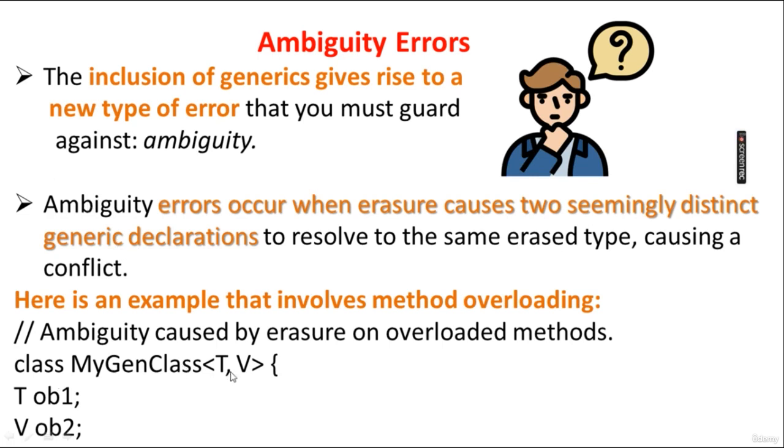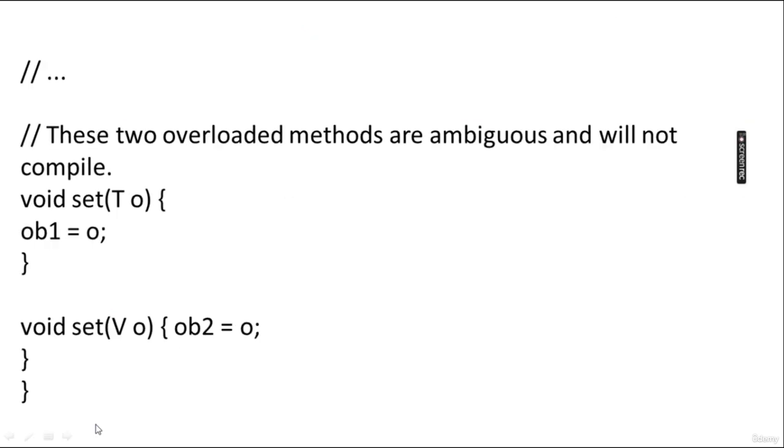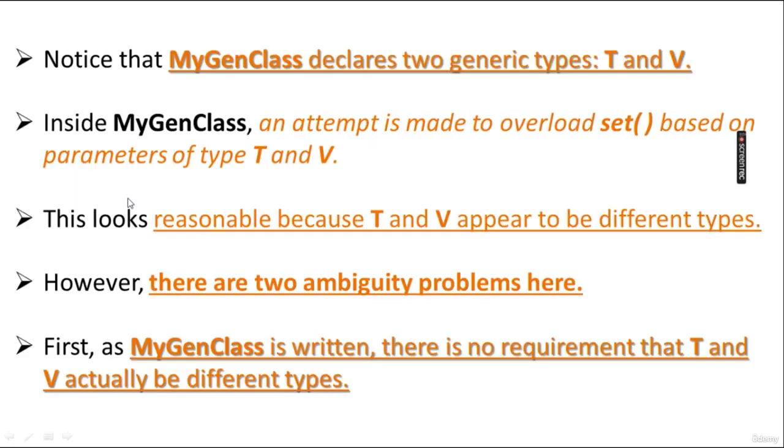class MyGeneric<T, V>. The first type is T, the second is V. T ob1 is created, V ob2 is created. These two overloaded methods are ambiguous and will not compile. void set(T o) sets ob1 equal to o, and void set(V o) sets ob2 equal to o. Okay, so T is not specified, V is also not specified. They will be known at runtime, so it will create an ambiguity.